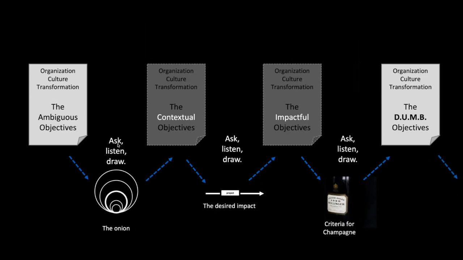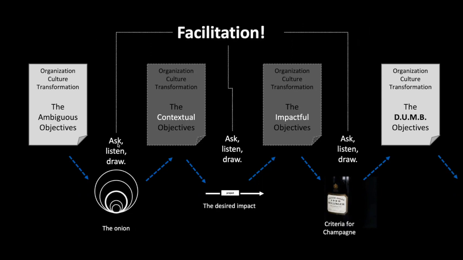And part of this process, you can see at each stage, you need to ask people, you need to listen to people. And we are recommending you draw some circles and lines and make it visual, make it interactive. And of course, that's what facilitation is. That's where facilitation is needed. Clarifying objectives is not trivial. It is actually very complex. You probably need some help.